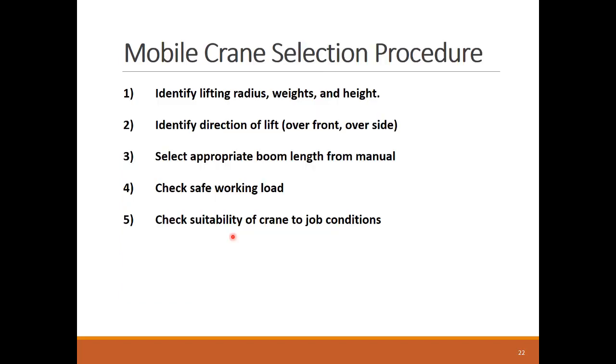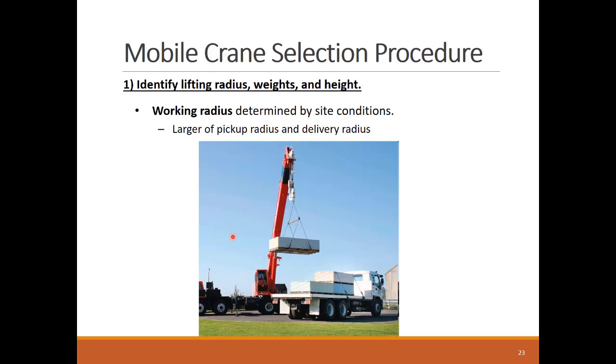Now let's see a simplified process for selecting mobile cranes for rigging operations and checking their lifting capacity. First, we need to identify the lifting job's three main parameters: radius, weight, and height. The working radius is determined based on the site dimensions and logistics plan that shows the crane location, the pickup point, and the delivery point. The working radius will be the largest of the pickup and delivery radius distances.